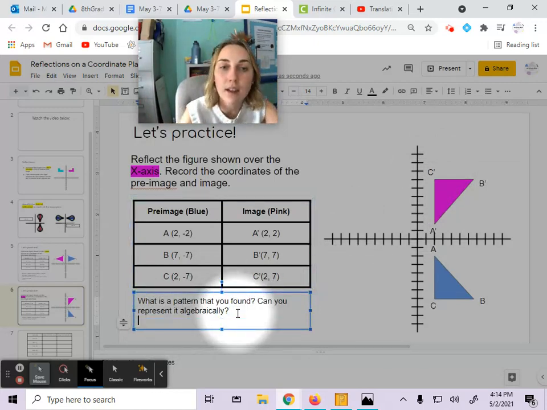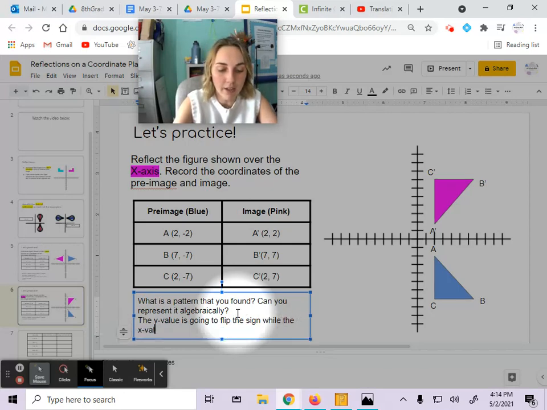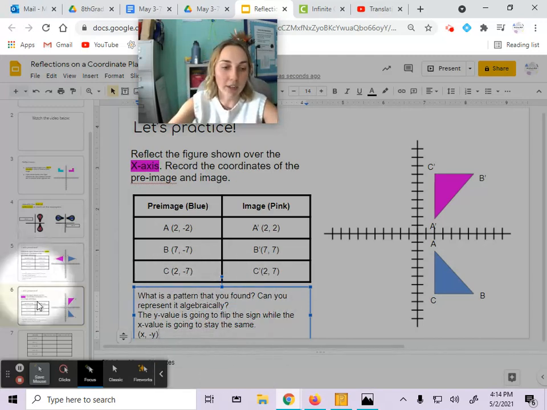Well, it's the opposite of the last one. The y value is going to flip the sign, or you can say is the opposite, while the x value is going to stay the same. And to represent it algebraically, we're going to say the x value stays the same, but the y value is going to switch the sign. Okay, so that's what I want you to write down there.